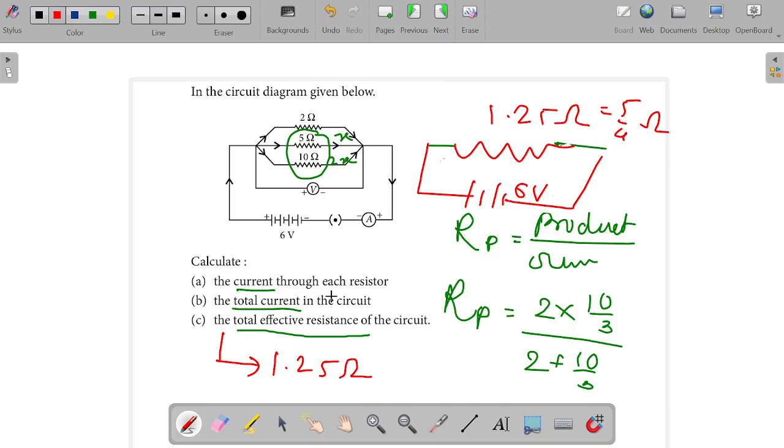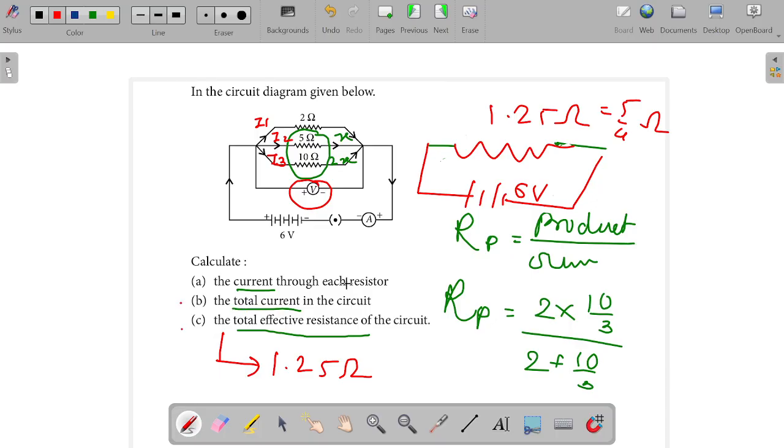Now current through each resistor. We already know if there is a parallel arrangement, the current through each resistor will be different. So let us assume that from the 2 ohm resistor the current is I1, from the 5 ohm resistor the current is I2, and from the 10 ohm resistor the current is I3. But the potential difference across each resistance is the same. In a parallel combination, the potential difference across each resistance is the same.